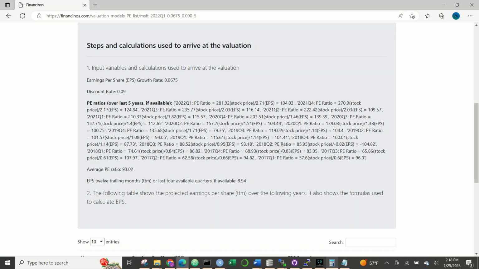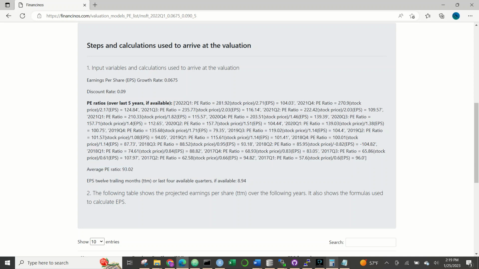To calculate the PE ratio, you take the stock price as of when that data period was released, and then you divide that by earnings per share, which should be reported on the financial statement, to get 104.03 for the PE ratio on 2022 Q1 here. And it does that all the way back to 2017 Q1. If you take the average of the PE ratios on that list, it's 93.02.